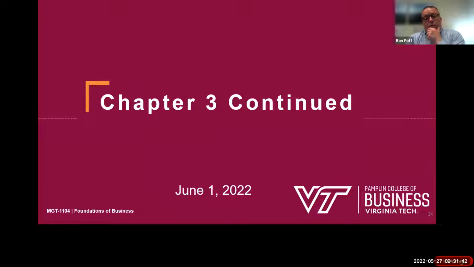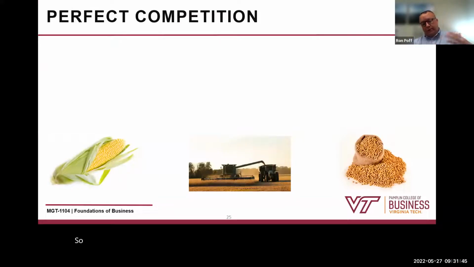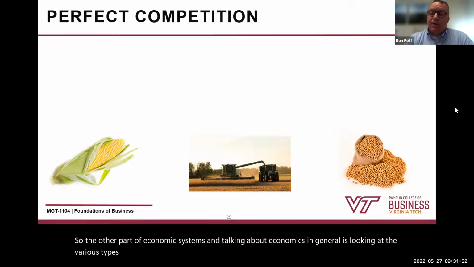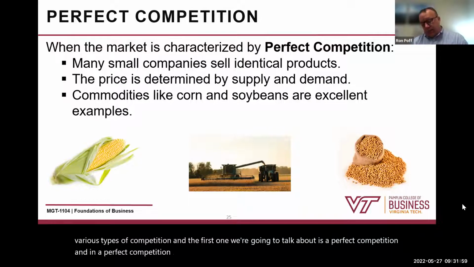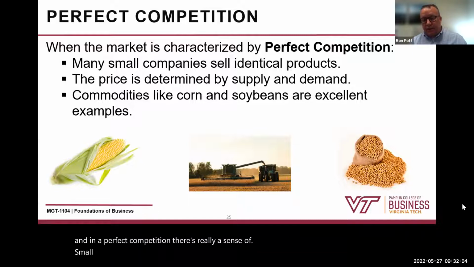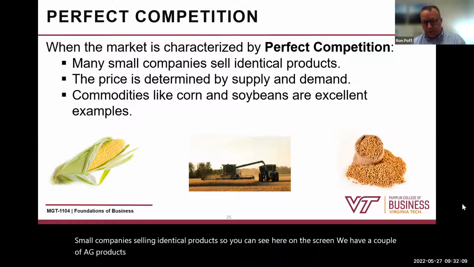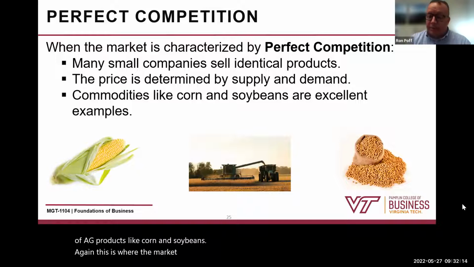The other part of economic systems and talking about economics in general is looking at the various types of competition. The first one we're going to talk about is perfect competition. In a perfect competition, there's really a sense of small companies selling identical products. You can see here on the screen, we have a couple of ag products like corn and soybeans. Again, this is where the market price is determined by supply and demand.